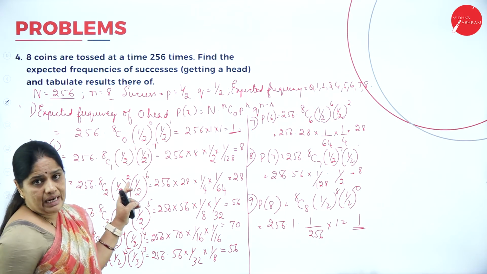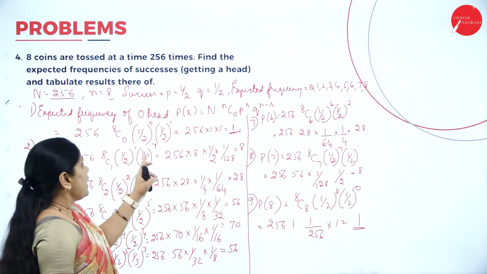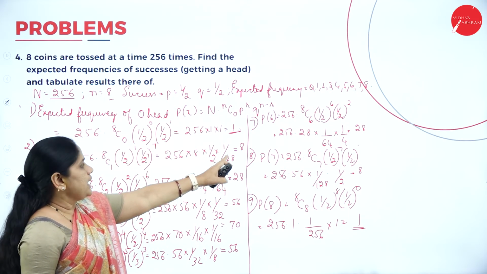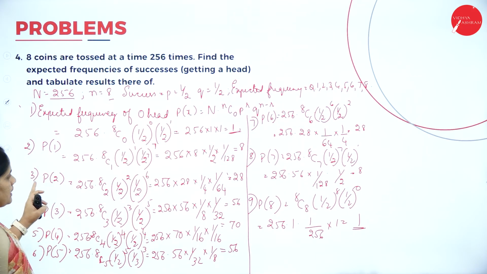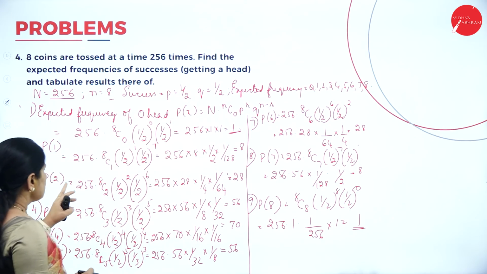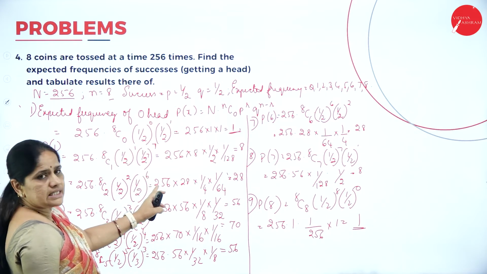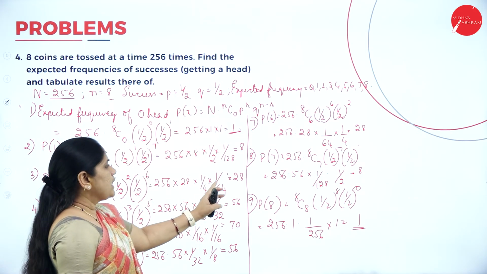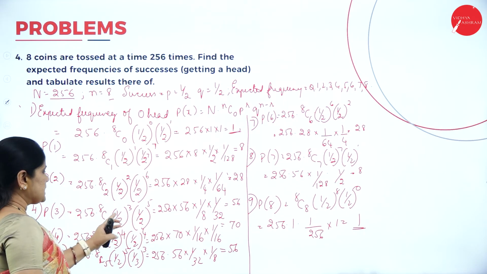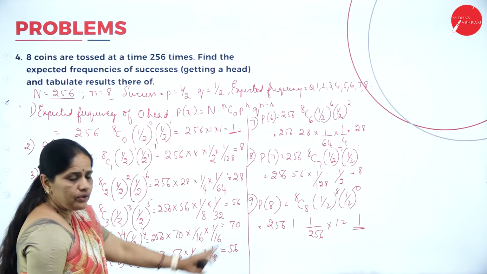When we calculate the value of 8C1, it comes up to 8. Then half to the power of 1 is half, and 1 by 2 to the power of 7 will be 1 by 128, that is equal to 8. The same way we keep on increasing the value of r here. So 256 into 8C2, that is half to the power 2, half to the power 6, that is 256 into 28 into 1 by 4 into 1 by 64, that is equal to 28. Then 256 into 8C3, that is 1 by 2 the whole cube, 1 by 2 to the power 5. So this will come up to 56.